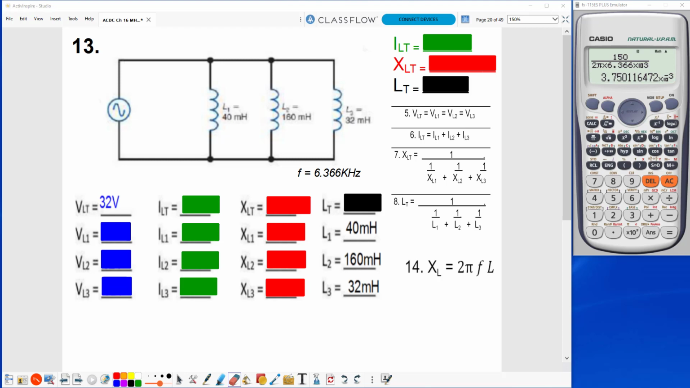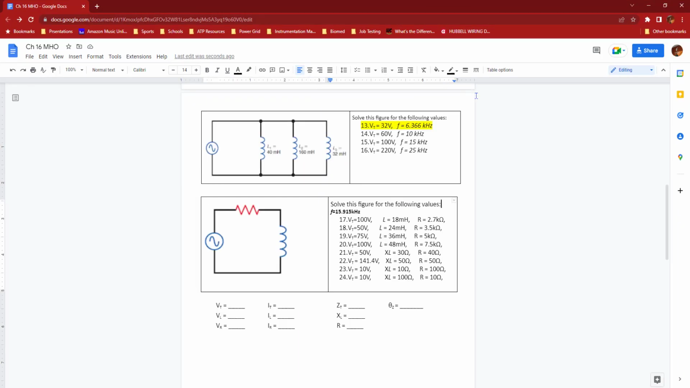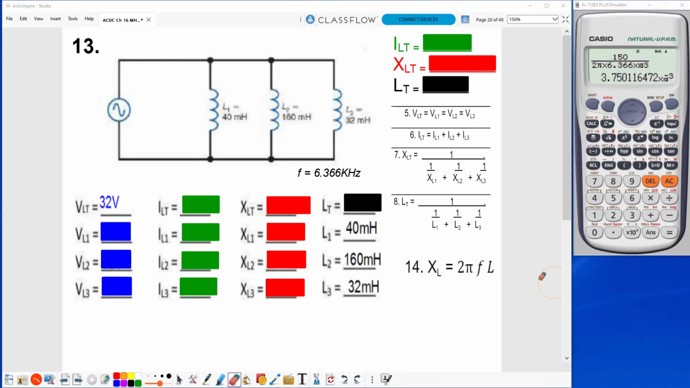In this video, I'll be calculating the inductive AC values from the Chapter 16 math handout, problem number 13. I will be getting my known values from the Chapter 16 math handout, problem number 13. I see here my total voltage, my frequency, and I will get my inductor values from the circuit picture. So we see here I've filled in my total voltage and my three inductive values that I was given.